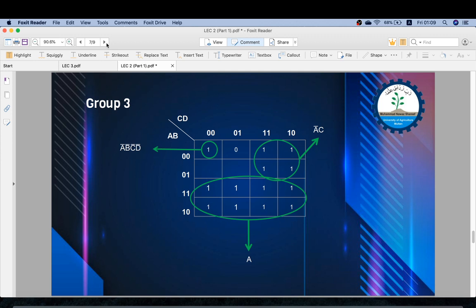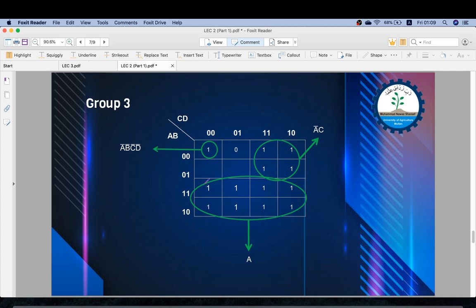What was the third point? Each group should be as large as possible. Why do we take it as large as possible? Because when we are making groups, the larger the group is, the smaller the equation will be. The smaller the equation, the simpler the circuit or logical design will be. The simpler the design, the fewer gates will be used, and in practice fewer gates is a better design.